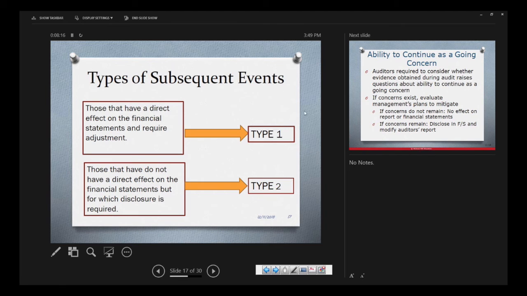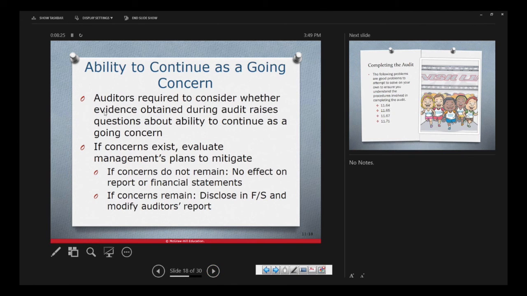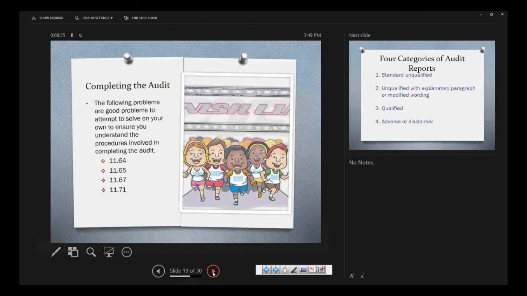Right? A type 1 subsequent event is going to require adjustment to the financial statements. A type 2 is going to require disclosure in the financial statements. Understand what it means and what auditors' responsibilities are with respect to a going concern, because that's also going to impact the report that the auditor gives. Again, some problems for you to practice.